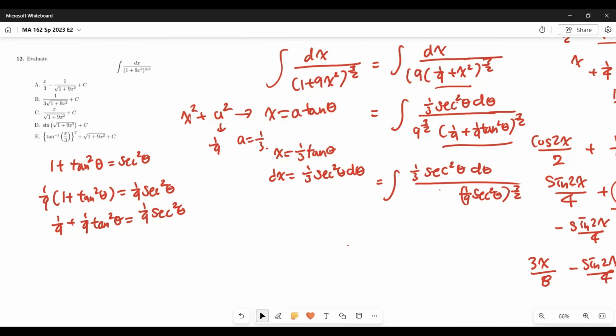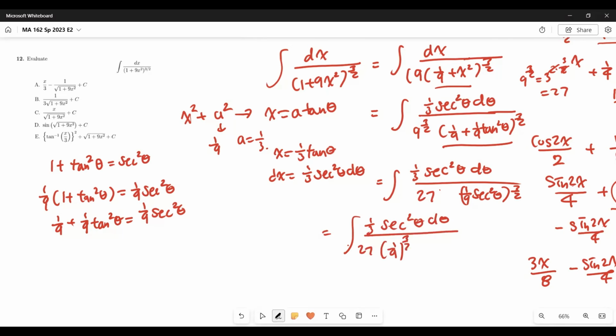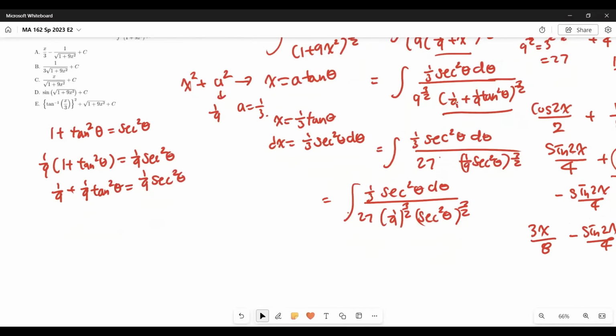Okay, and then 9 to the 3 over 2 power. I'm going to write it in here: 9 is 3 squared, right? 3 squared to the 3 over 2, so the 2 cancels out, so this becomes 27. Cool. So this is 1 over 3 secant squared theta d theta over 27 times (1 over 9 secant squared theta) to the 3 over 2 power.